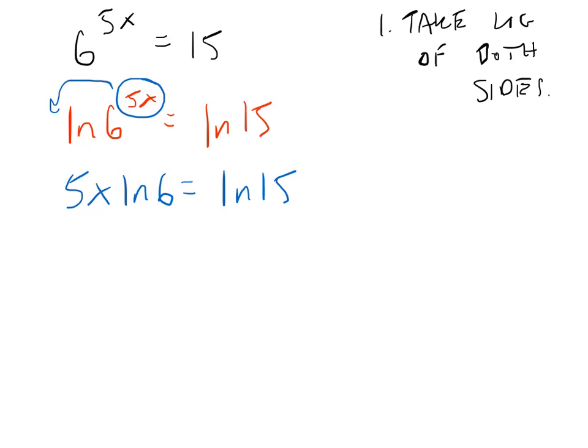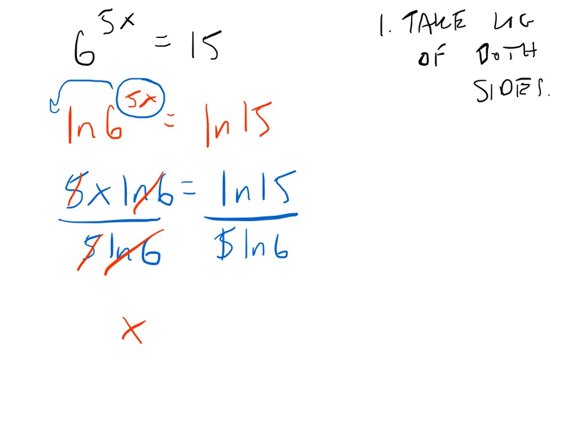So now, if I want to finish solving this equation, I could divide both sides, because remember I'm trying to solve for this x right here. So what I can do is divide both sides by 5 natural log of 6, 5 natural log of 6, and when I do that, we see that that 5 cancels with that 5, natural log of 6 cancels with that natural log of 6, and what I'm left with is just that x. So I'll have that x equals the natural log of 15 divided by 5 natural log of 6.